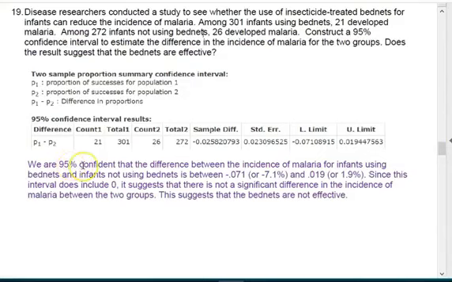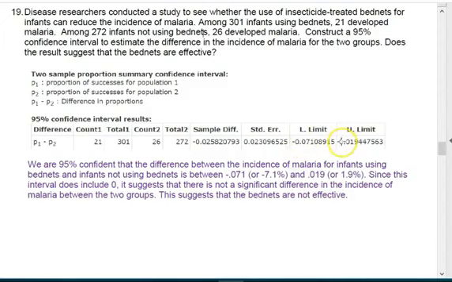To interpret this confidence interval, we could say we're 95% confident that the difference between the incidence of malaria for infants using bed nets and infants not using bed nets is between negative 0.071. You do need to include the negative here. Or if we wanted to write that as a percentage, we could say negative 7.1%. And then the upper limit is 0.019, or we could say 1.9%. This time our interval does include 0. That suggests that there's not a significant difference in the incidence of malaria between the two groups.